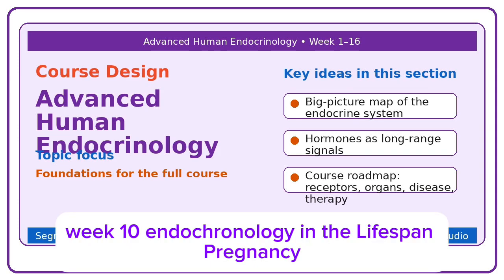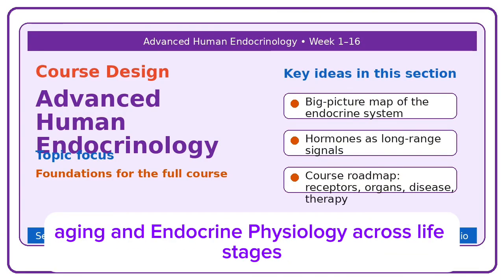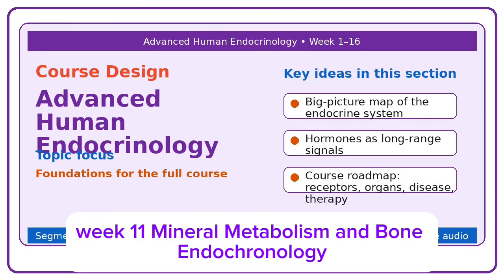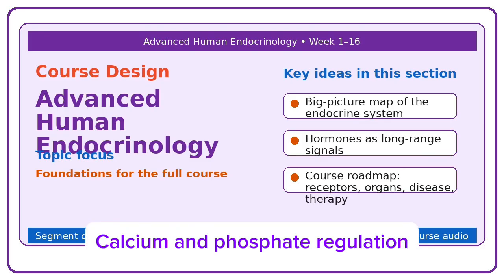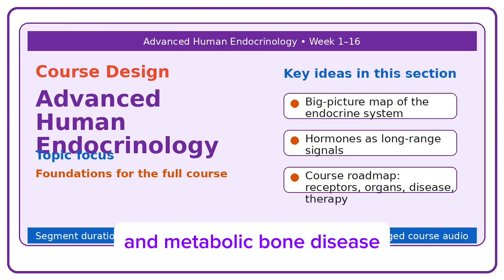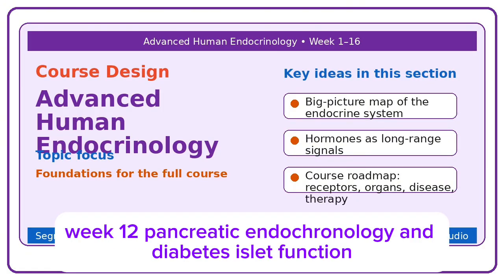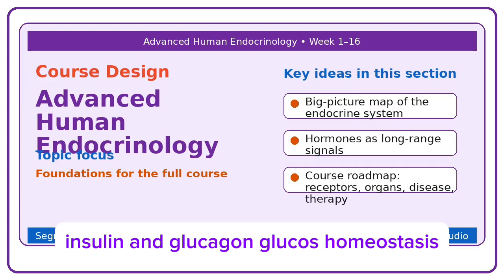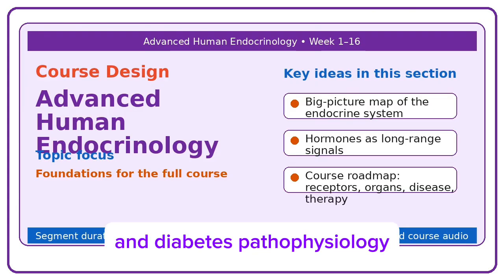Week 10, Endocrinology in the lifespan: pregnancy, fetal development, puberty, aging, and endocrine physiology across life stages. Week 11, Mineral metabolism and bone endocrinology: calcium and phosphate regulation, parathyroid hormone, vitamin D, and metabolic bone disease. Week 12, Pancreatic endocrinology and diabetes: islet function, insulin and glucagon, glucose homeostasis, and diabetes pathophysiology.